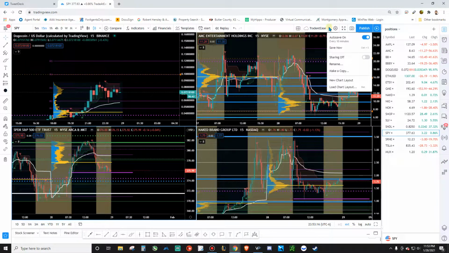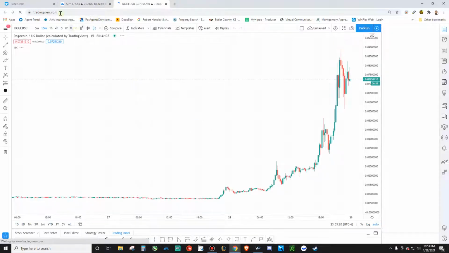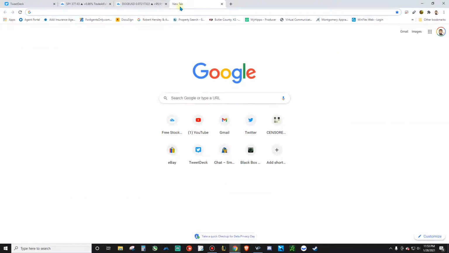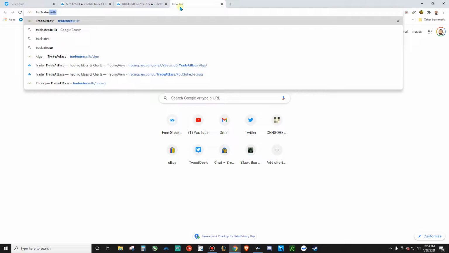I'm going to do a quick walkthrough of setting up this Trade at Ease algo deal here. So let's just do a new chart layout. The first thing you want to do is go to, see if they add it here, Trade at Ease.